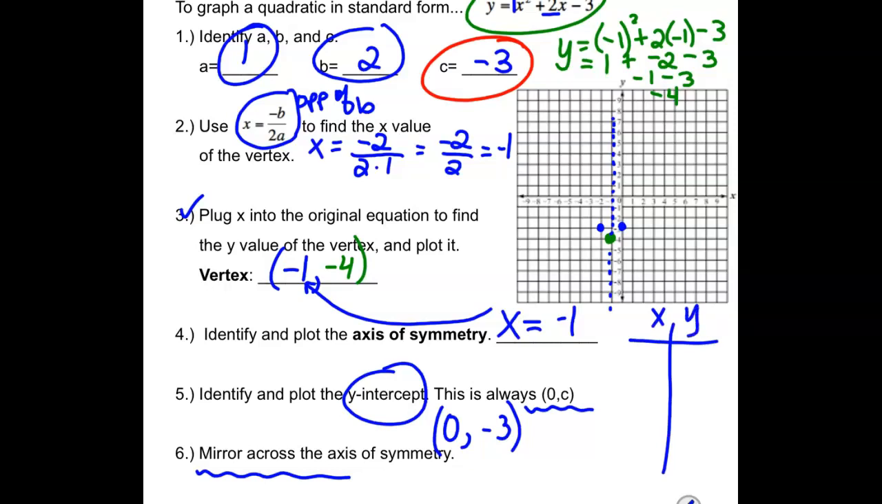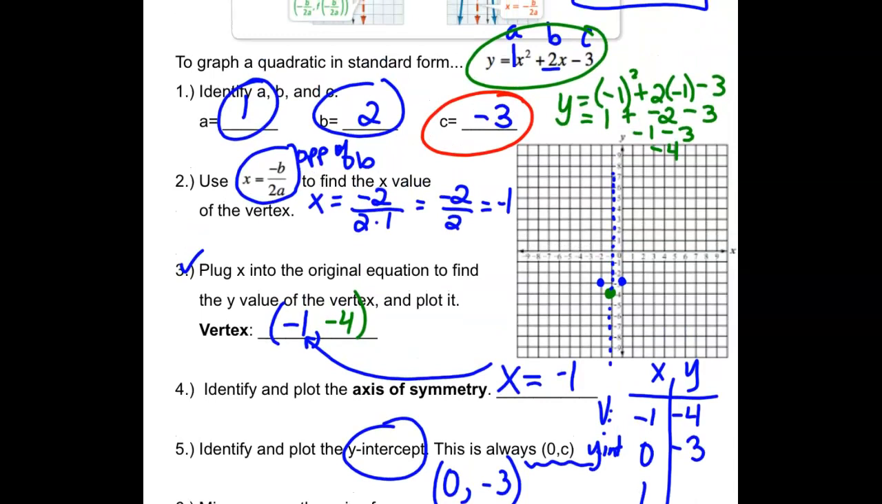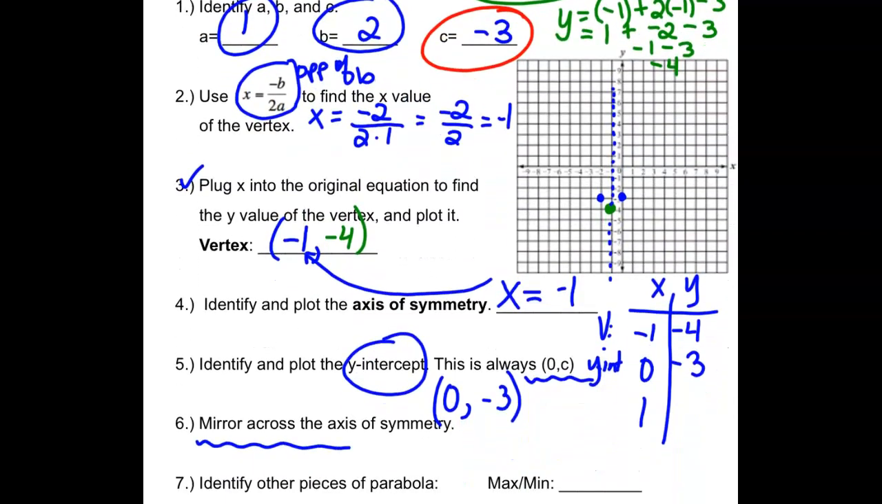We're going to find one more point and then mirror it over the line of symmetry. So right now we know that the vertex was at (-1, -4). My y-intercept is (0, c), which in this case was -3. And then let's find one more point. We have a -1 for x, a 0 for x. Let's go ahead and use a 1. So we are going to plug a 1 in for x. And our equation, let's go back up here a sec. Our equation was y equals x squared plus 2x minus 3.